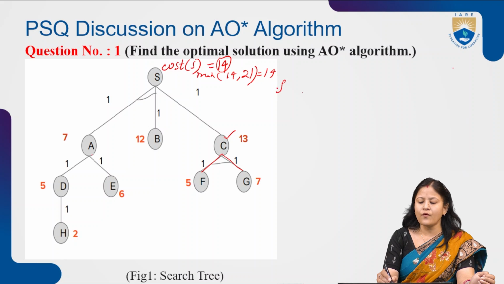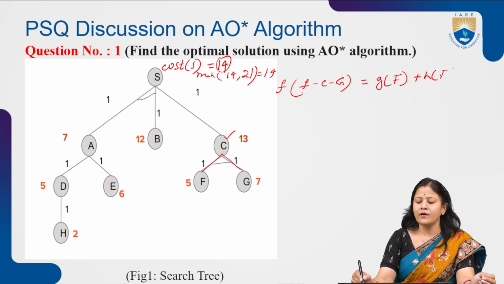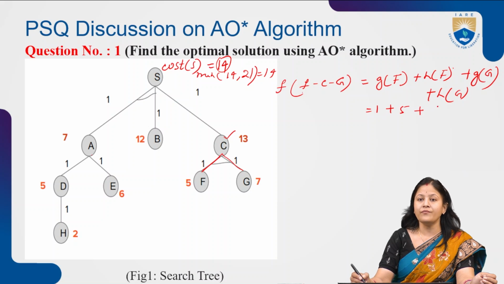Okay. So now what can we do? We can find out C of FCG, that is equal to what would be the formula? G of F plus H of F, similarly plus G of G plus H of G. Now what is G of F? It is given as 1, plus H of F. What is the heuristic value of F here? It is 5, plus G of G, that is 1, and H of G, that is 7. Now what would be the value? 5 plus 1 is 6, plus 1 is 7, 7 plus 7 becomes 14.